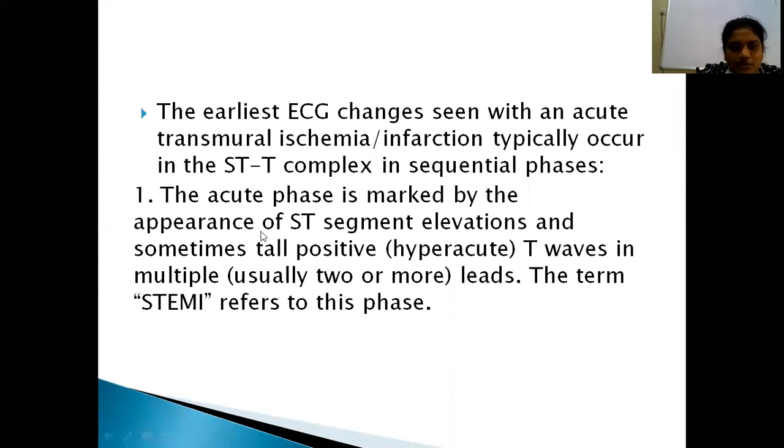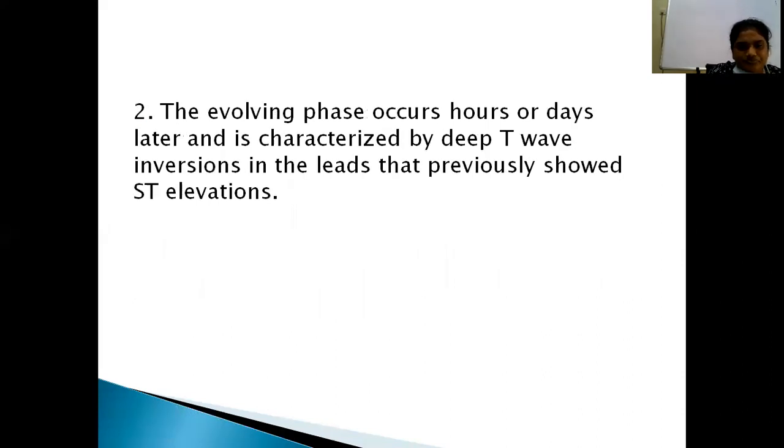The acute phase is marked by the appearance of ST segment elevation and sometimes tall hyperacute T waves in multiple leads. That is why this is called ST segment elevation MI, STEMI. This acute phase is called the STEMI phase. The evolving phase occurs hours or days later and is characterized by deep T wave inversions in the leads that previously showed the ST segment elevations. So in the leads which previously showed ST segment elevations, after a few hours or days in the evolving phase, we can see the deep T wave inversions.